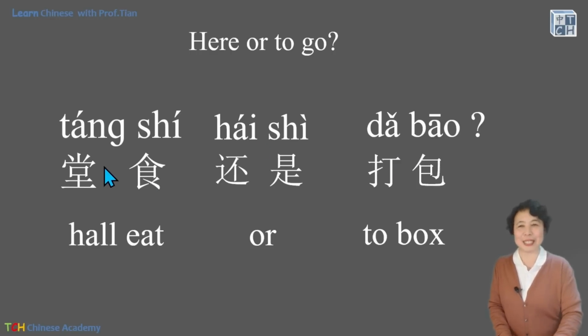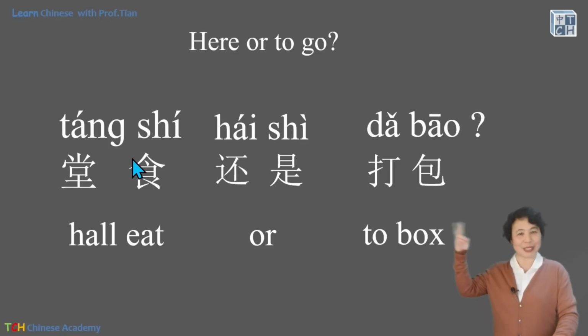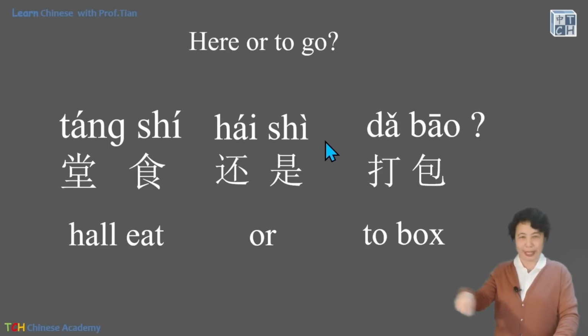Now let's say it slowly. 堂 second tone, 食 both are rising tone. 堂食还是, okay, 还是打, the third tone is like a curve. It's down and rising, falling and rising.